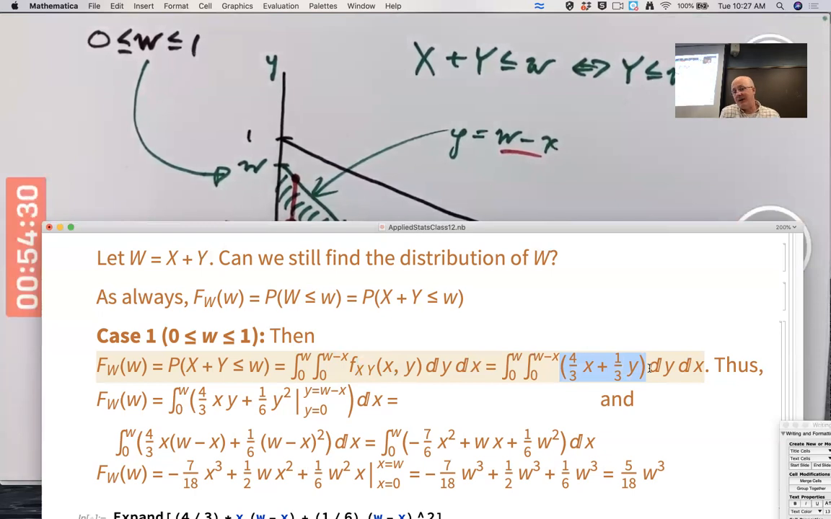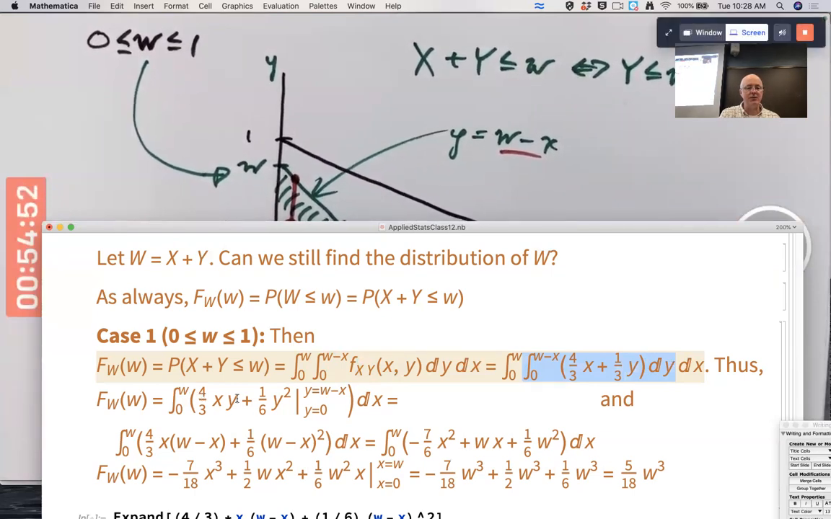Well, that's actually better here because the product of the marginal PDFs would be more complicated because they were quadratics. So it does actually make it easier to not do that here. Do the inner integral with respect to Y. So I need to integrate 4/3 X plus 1/3 Y with respect to Y first.